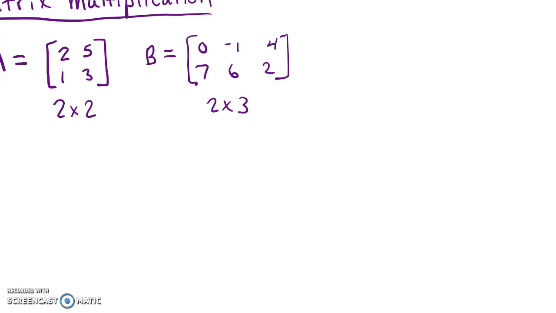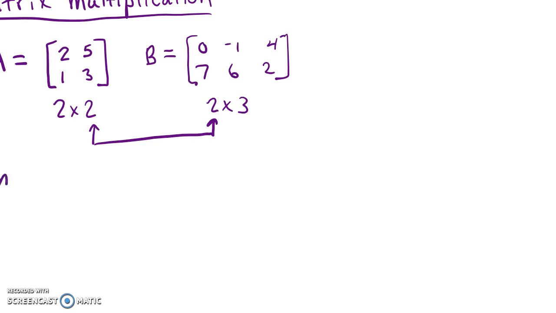So if there aren't the same number of numbers in the row as there are numbers in the column, then you can't do it. So the numbers that you have to look at in the size are the number of columns in the first one and the number of rows in the second one. If these numbers don't match, you cannot multiply the two matrices.